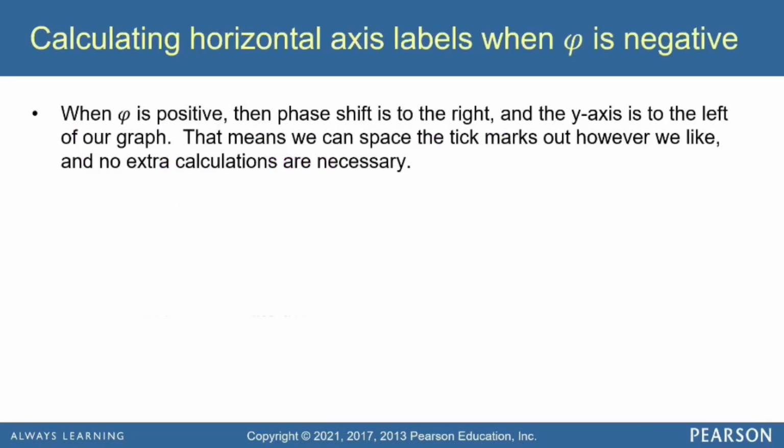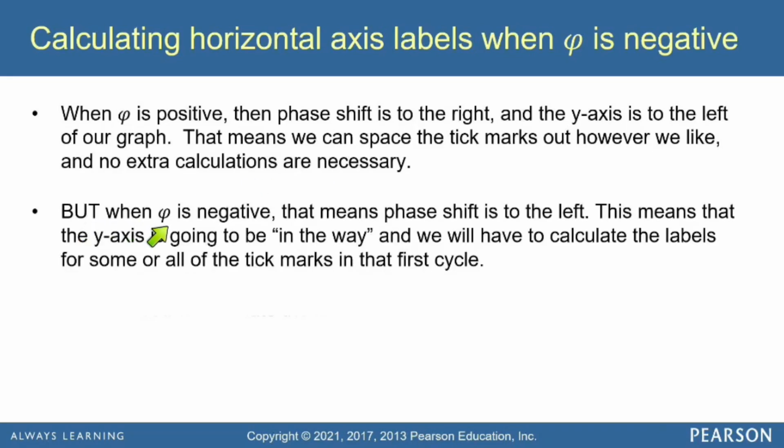Now so far in this section, every graph that we've drawn has had a phase shift to the right. And whenever you have a phase shift to the right, that's easier than a phase shift to the left, because when your phase shift, phi, is positive, then the phase shift is to the right, and that means that the y-axis is to the left of your graph. So the y-axis is, so to speak, behind you, and that means we can space out the tick marks however we like, and no extra calculations are necessary.